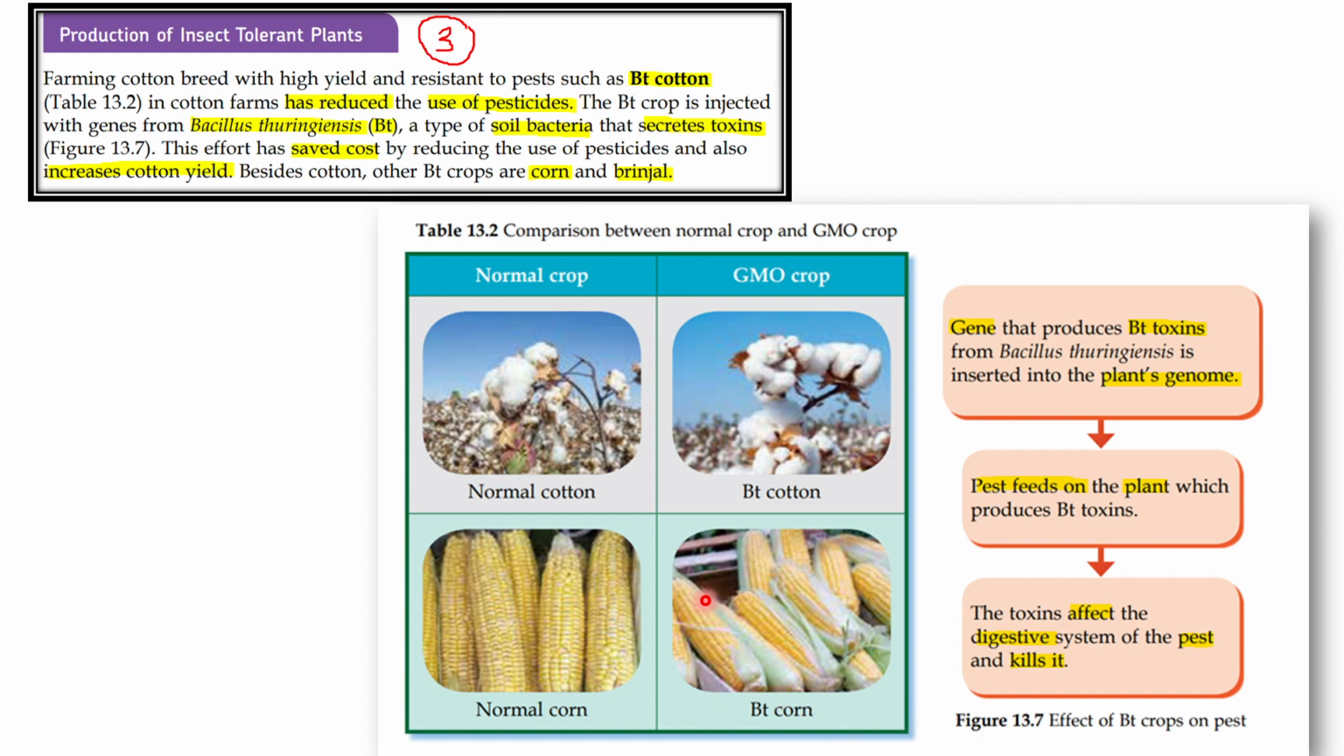Besides insect-tolerant plants, there is an example of GM soybean, which is resistant to herbicide.